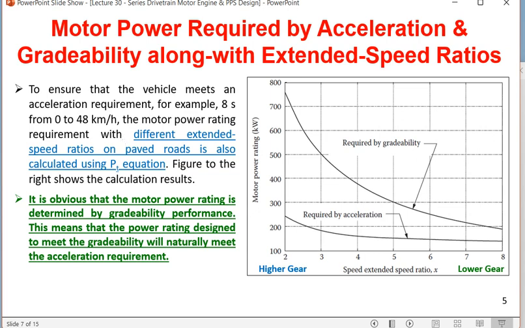Instead of 0 to 100 km per hour, in this case it is 0 to 48 km per hour, so it is 8 seconds. Motor power rating requirement with different extended speed ratios on the paved road is also calculated using the PT equation shown in the previous slide. It is obvious that the motor power rating is determined by gradability performance. That means how good the vehicle is depends on how good the motor is performing. This means that the power rating designed to meet the gradability will naturally meet the acceleration requirement.